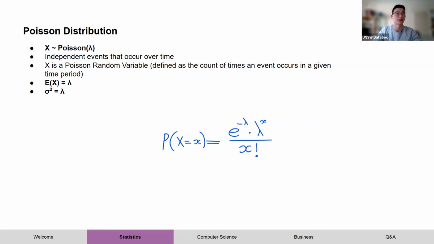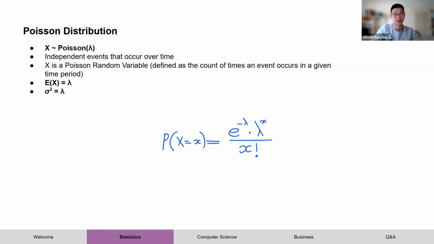Now, the only parameter of a Poisson variable is lambda. Lambda defines the rate at which your events occur in a given time period. Using your lambda parameter, you can define the mean and the variance as lambda. And you also find that the PMF is given as shown there.